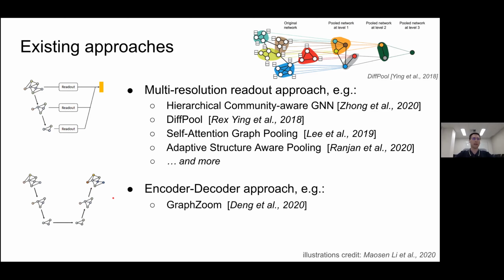Another approach, vaguely similar or related, is the encoder-decoder approach, such as that of GraphZoom, which is more focused on dealing with really large graphs by compressing them to smaller graphs, doing the graph neural network on this smaller compressed graph where the connections are much shorter, and then unpooling the information back to the original graph.